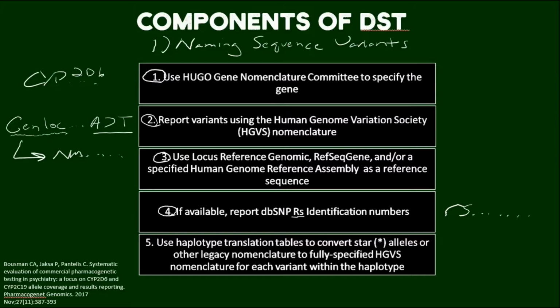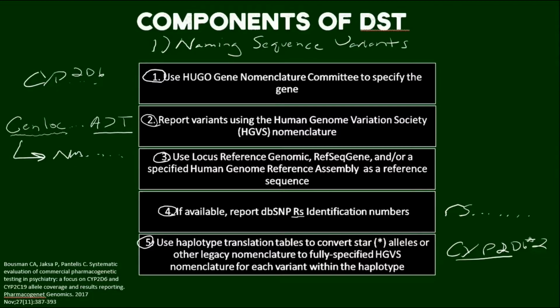You should see these in your report. Finally, they suggest the use of haplotype translation tables to convert star alleles or other legacy nomenclature to fully specified Human Genome Variation Society nomenclature for each variant within the haplotype. That mouthful is really referring to the report telling you how they are figuring out what variants and combination of variants lead to a given star allele. We see this a lot with SNPs.